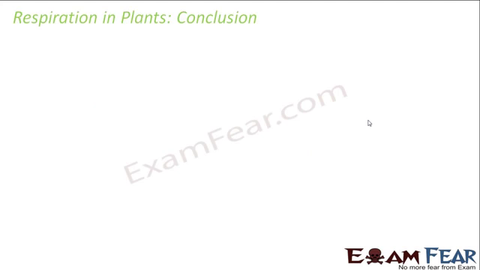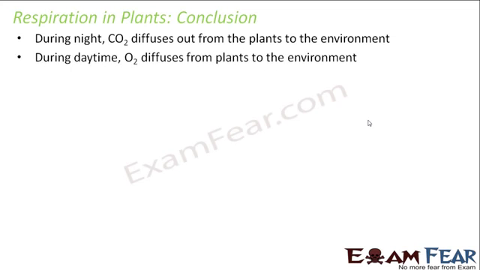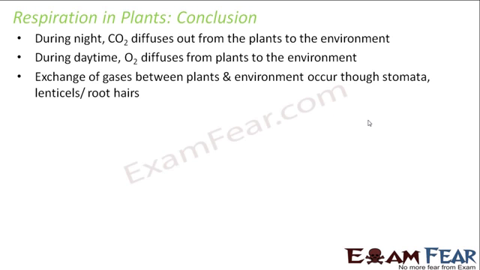So now that we have reached towards the end of our discussion on respiration in plants, let us quickly conclude what all we discussed. During night, carbon dioxide diffuses out from the plants to the environment because only respiration happens. During daytime, oxygen diffuses from plants to the environment because the rate of photosynthesis is higher than the rate of respiration. Exchange of gases between plants and environment occurs through stomata, lenticels or root hairs. However, most of the exchange happens through stomata.